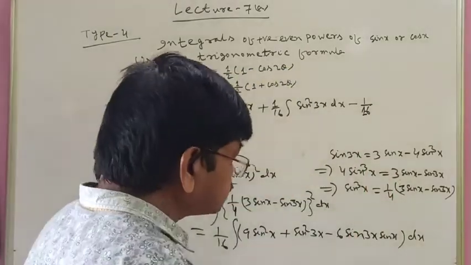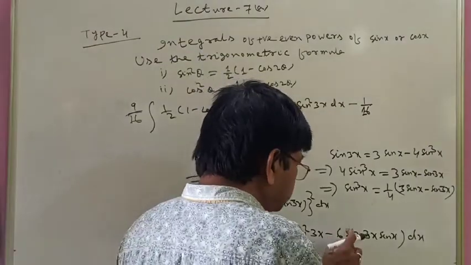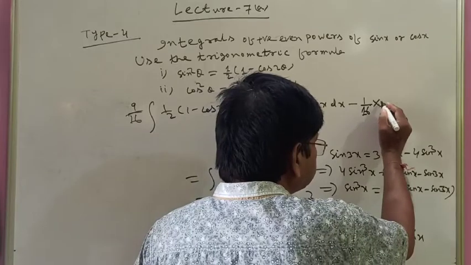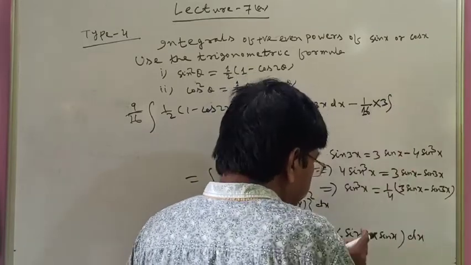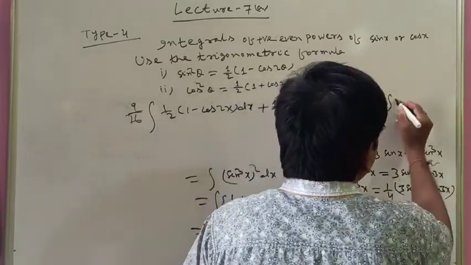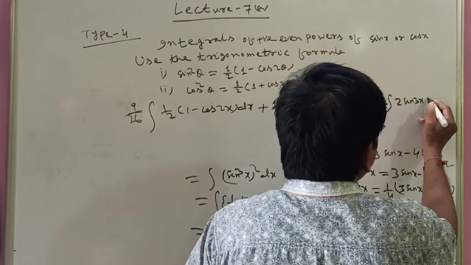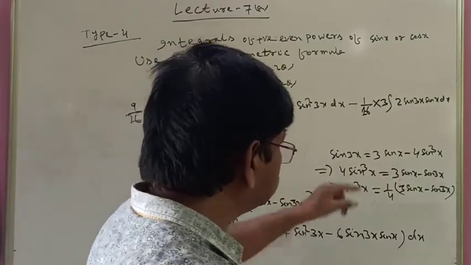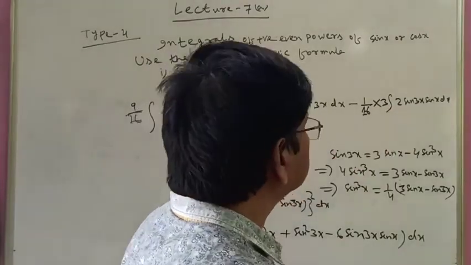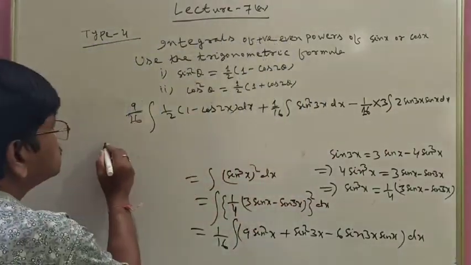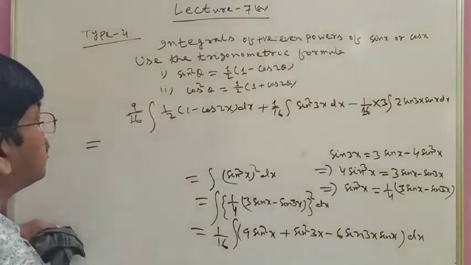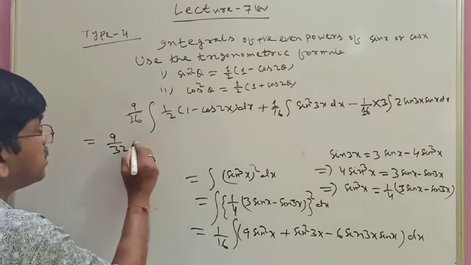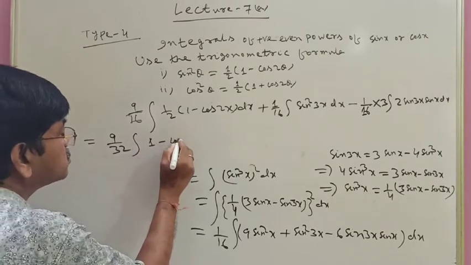This 6 you can write as 3 into 2, because we need 2 sin A into sin B. So I am expressing it like this, 3 outside, 2 inside: 2 sin 3x into sin x. Clear? Because 3 into 2 will be 6. So now this becomes 9 by 16 into half, it will be 9 by 32 into integration of 1 minus cos 2x.